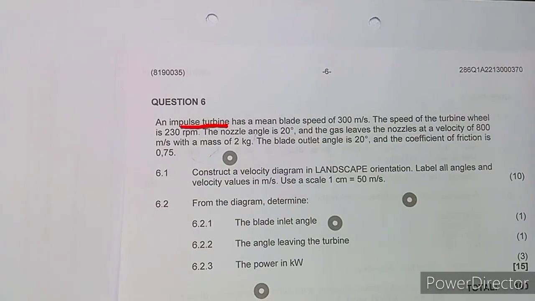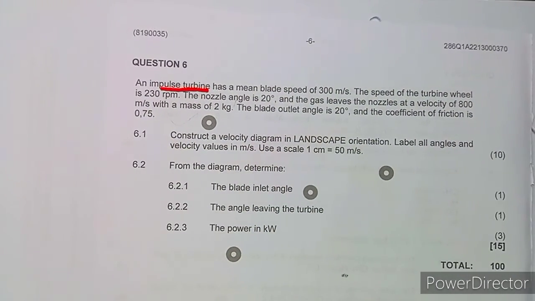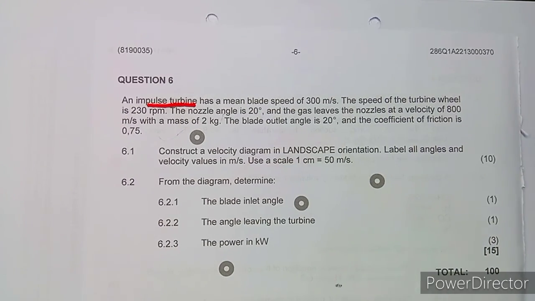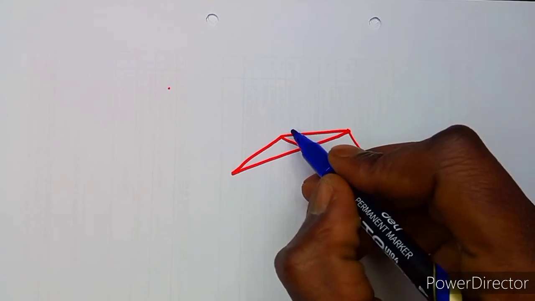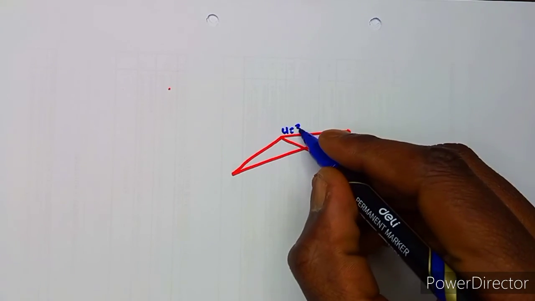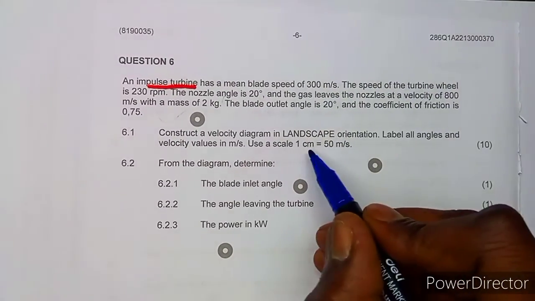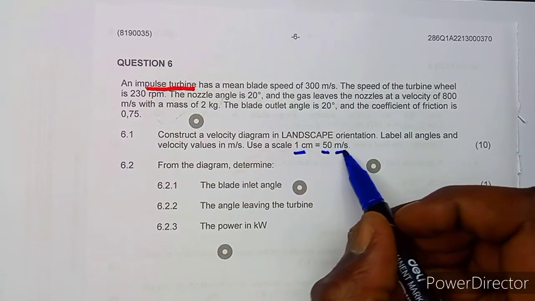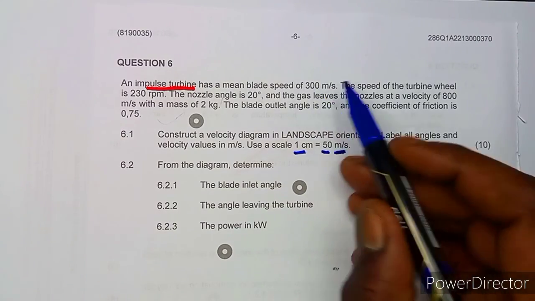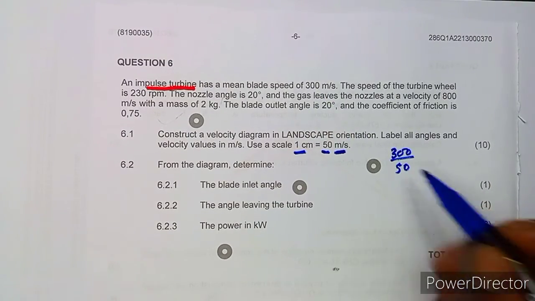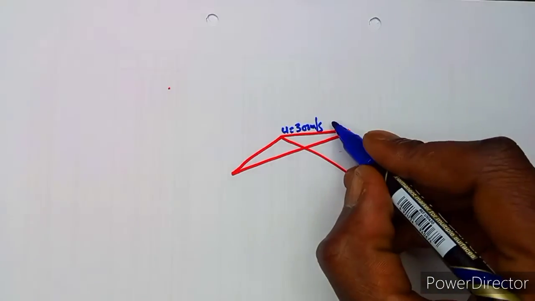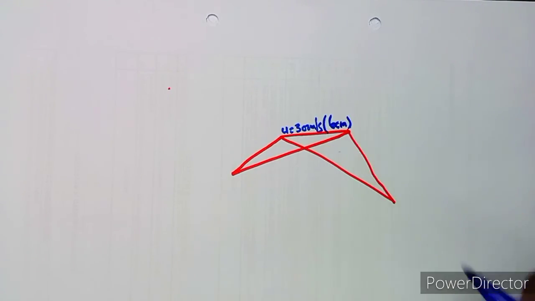Then we can have the actual diagram now. We are given that it has a mean blade speed of 300 revs per minute. Let's write our mean blade velocity, which is u here. So u is 300 meters per second. Also take note of the scale, 1 centimeter represents 50 meters per second. So you divide 300 by 50, which is 6 centimeters. I'm putting a sketch, then I'm going to draw it later on.